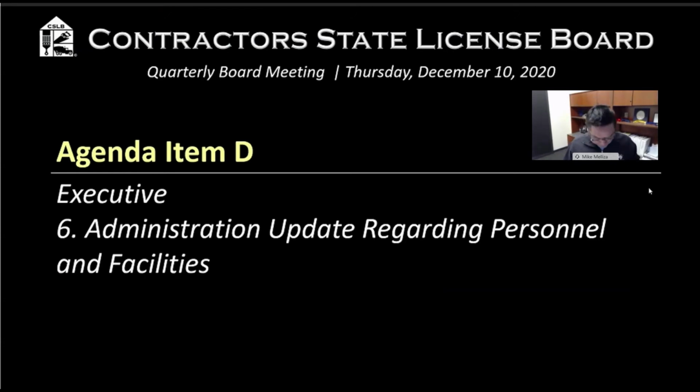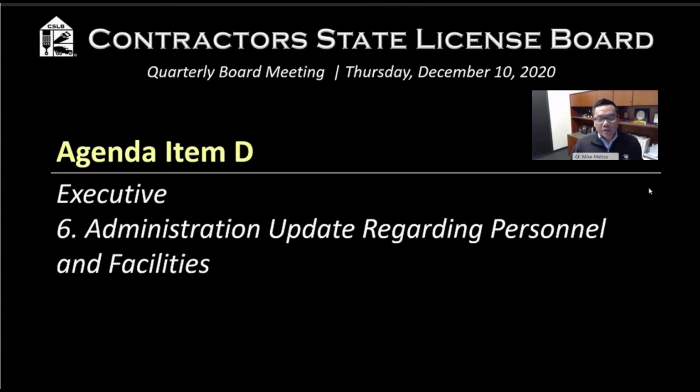Go to page 181. Your board packet reflects a list of examinations administered by DCA for the classifications we use here at CSLB. The majority of these exams are done online through the CalHR website. I'll now direct you to page 182 for the Business Services Unit update. I will begin with our facilities.